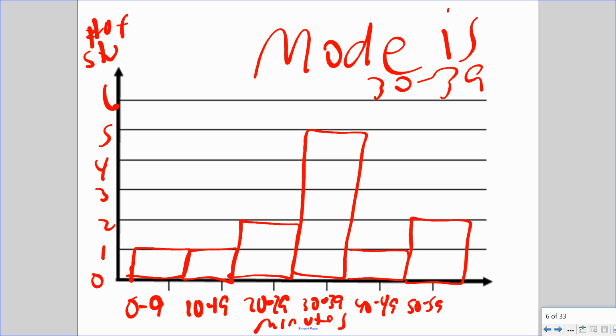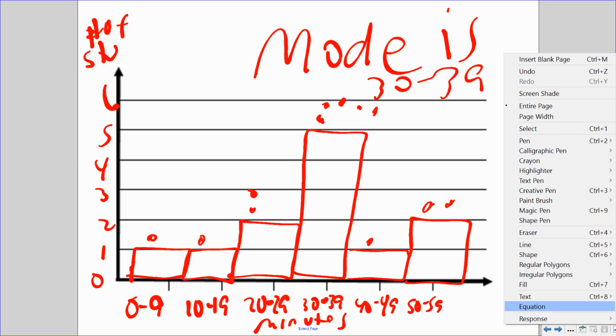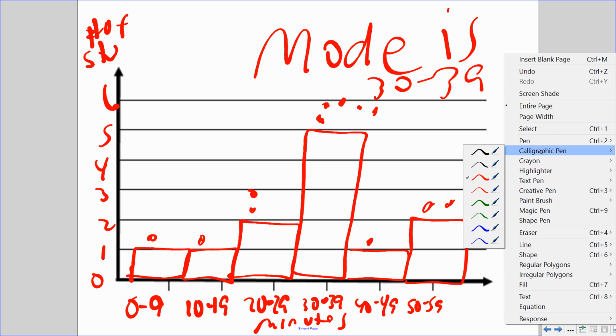What would the median be? You have to say the median would be from where to where. So we have 1, 1, 2, we have 5, 1, 2, 3, 4, 5. We have 1 and we have 2. So let's find the median at this. So let's cross out things.